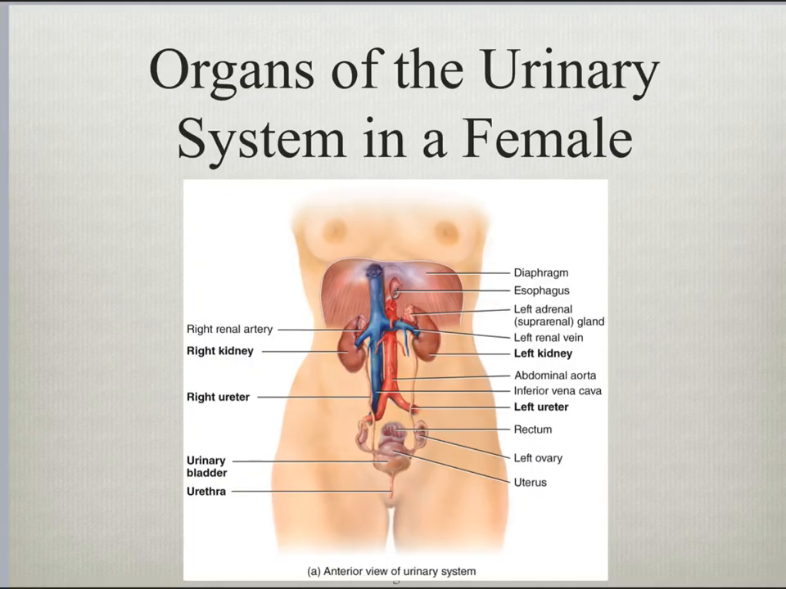We can use this picture to guide us through and talk about all the different macrostructures of the urinary system. And we'll use a female in this picture as an example. So a couple things we want to point out as we identify some of these organs. Well, number one, we see the kidney here, right? And we could say, well, how many do we have? And the answer would be 2. So we can number them. We have 1, 2.